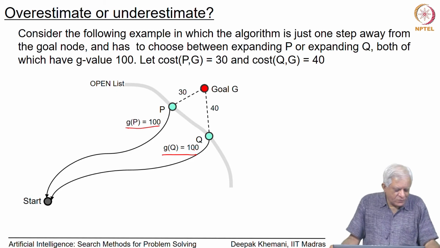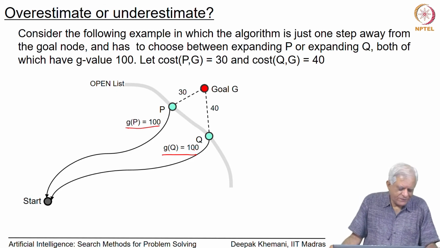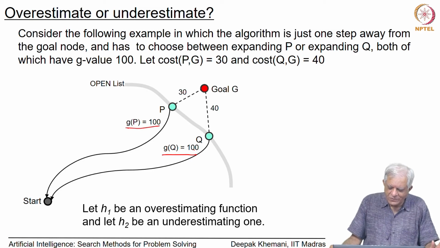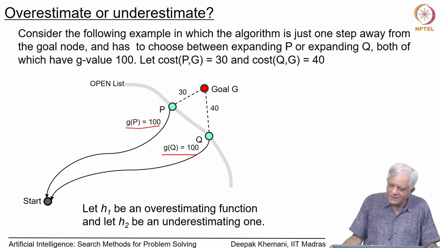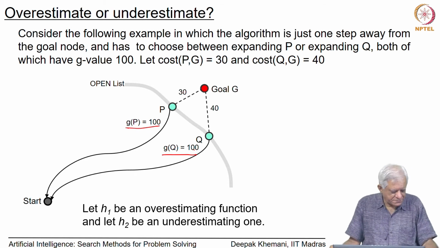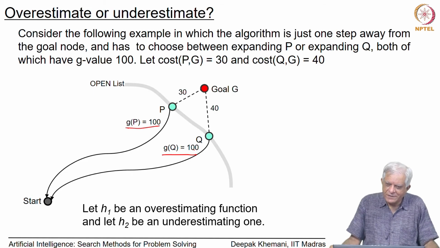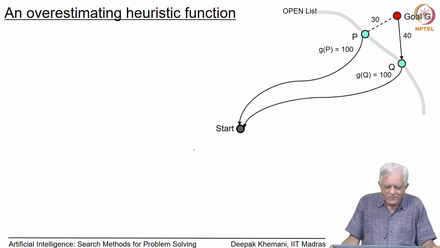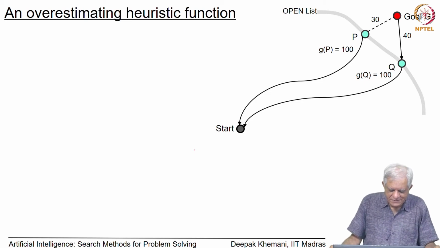So, let us try out two different heuristic functions. One heuristic function will underestimate the distance to the goal and the other will overestimate the distance to the goal. So, let H1 be an overestimating function and let H2 be an underestimating function. Let us see how search would proceed from here. Let us first look at the overestimating heuristic function.